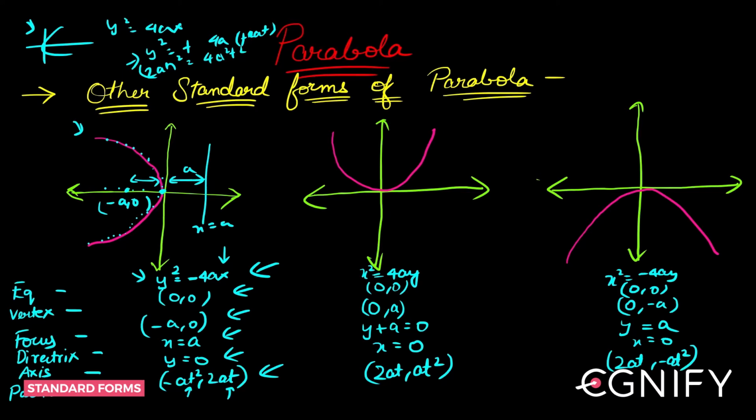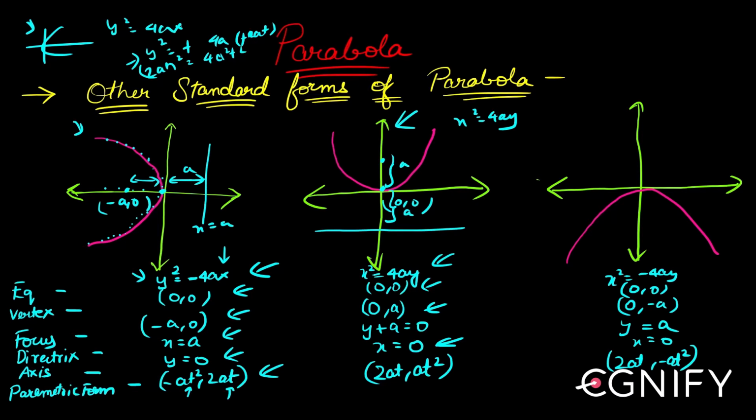Likewise, for this curve, your y-axis is the axis, right? It's facing upwards, and its equation will be x square equal to 4ay. The vertex will still be 0, 0, and 0 comma a is the focus. It's lying here inside at a distance a. At a distance a on the opposite side, you'll have a directrix, which will be y is equal to minus a. So your directrix is y is equal to minus a, and the parametric form here is 2at comma at square.